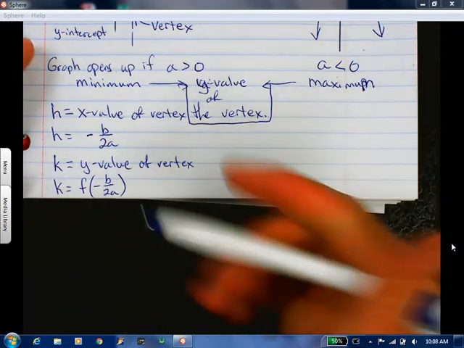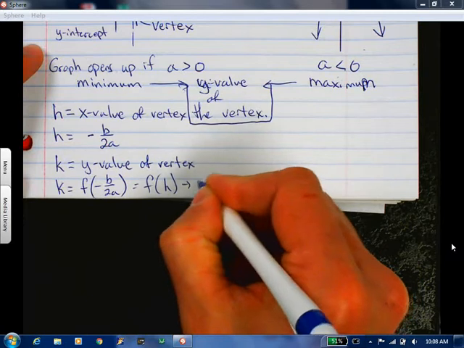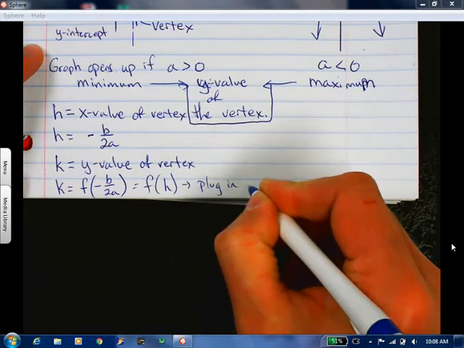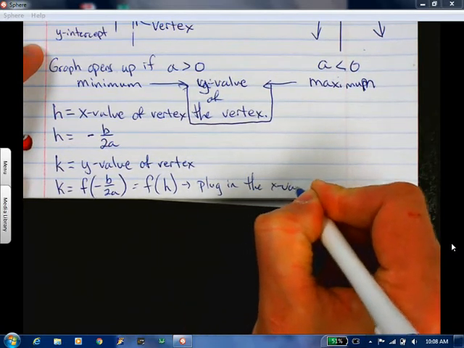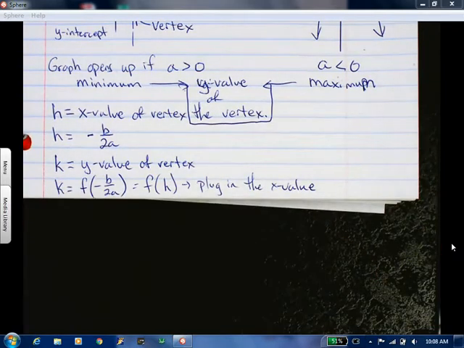Okay, you can also think of it like this: f of h. Or just say, plug in the x value. So if you want to find the y value of your vertex, you just take your x value, plug it into your equation, and work it out. The y value equals the value of the function at the x value. Okay?